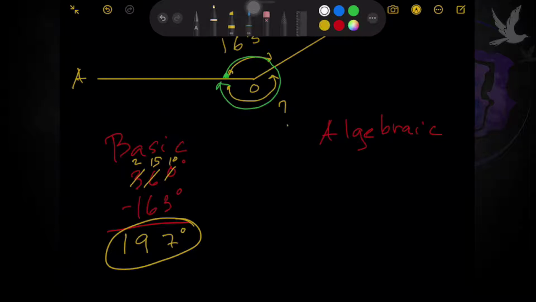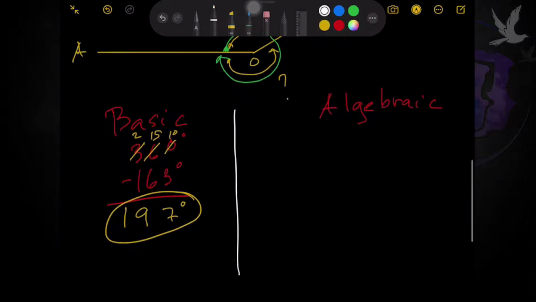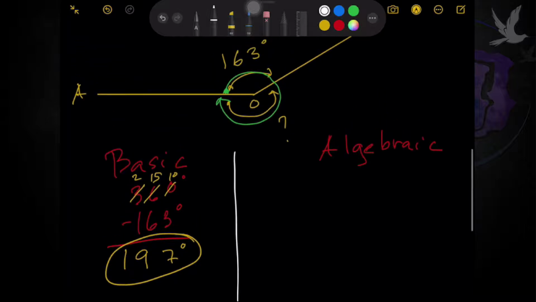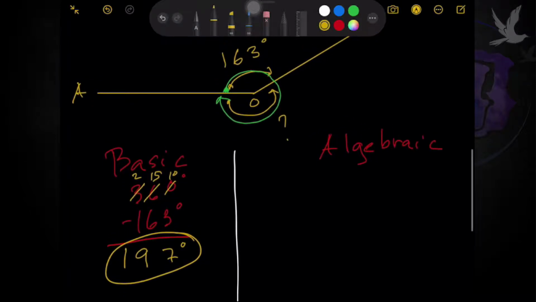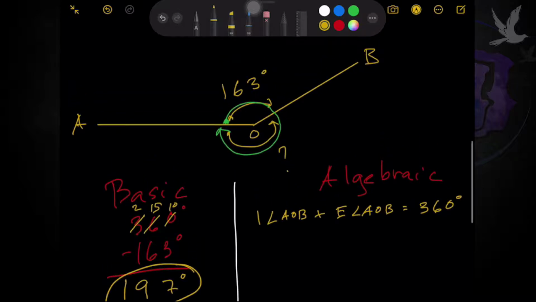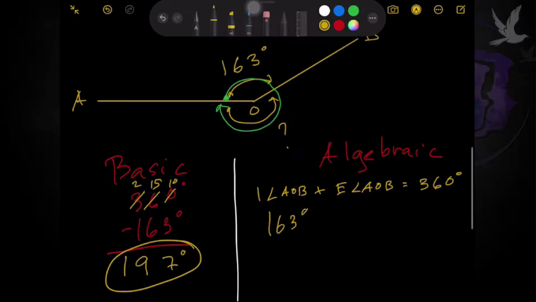Now, how are we going to solve this algebraically? So again, you just need to know the names. Kailangan lang natin malaman yung total names natin. We know that when you add the internal angle AOB plus the external angle AOB, they are all equivalent to 360 degrees. Okay? In this case, the internal angle AOB is equivalent to 163 degrees, plus the external angle AOB, which is equivalent to 360 degrees.